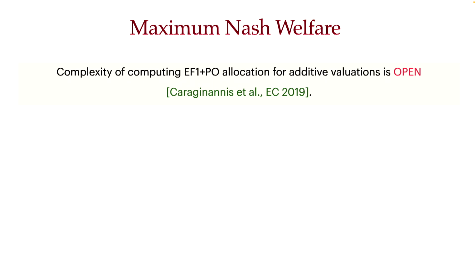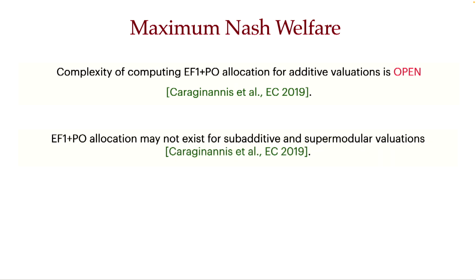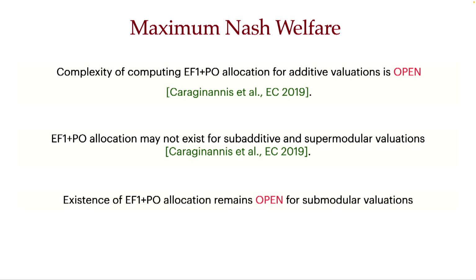So, we just argued the existence. But computing the maximum Nash welfare allocation is an NP-hard problem, that is not polytime. But we do not know if computing an EF1 plus PO allocation is NP-hard. The complexity question is still open here. I will just stop after this. So, EF1 plus PO allocation we talked about for additive valuations, and you know that in the proof we used that it was additive. It may not exist for subadditive and supermodular functions, but for submodular it is open, we do not know.